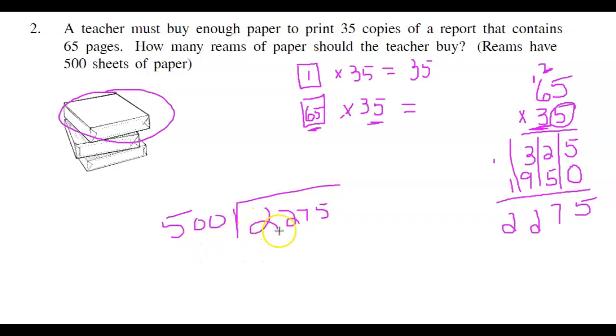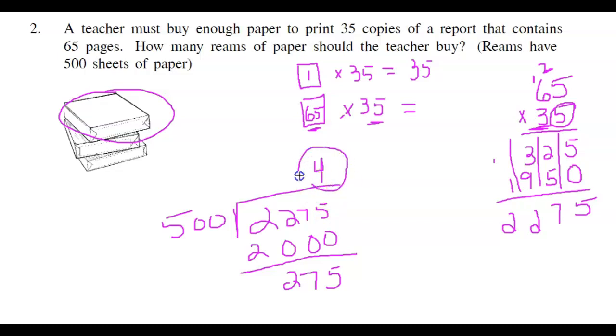500 does not go into 2, it does not go into 22, it does not go into 227, but it will fit into 2,000 4 times, because 5 times 4 is 20, and then I have 2 extra zeros. Okay, now when I subtract off, I get 275. Now that means I still need 275 pages, and I don't need to multiply anymore or divide anymore, because I know I need 4 reams plus at least another half of a ream. I can't buy half of a ream, so I know I need 5 reams to get all of this paper done.